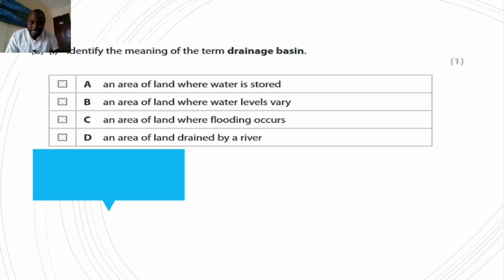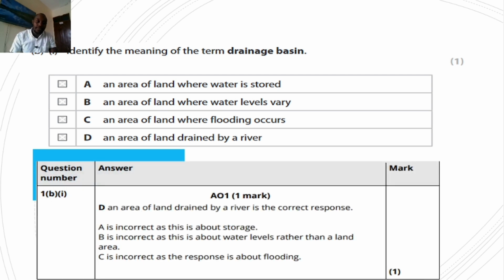Can it be an answer? An area of land drained by a river. So which one do you think is the answer? Of course, the answer is D, because a drainage basin is an area of land drained by a river, which is the correct response. Okay, so A is incorrect as this is about storage, because you're not talking about storage, you're talking about drainage. So it's an area of land drained by a river.